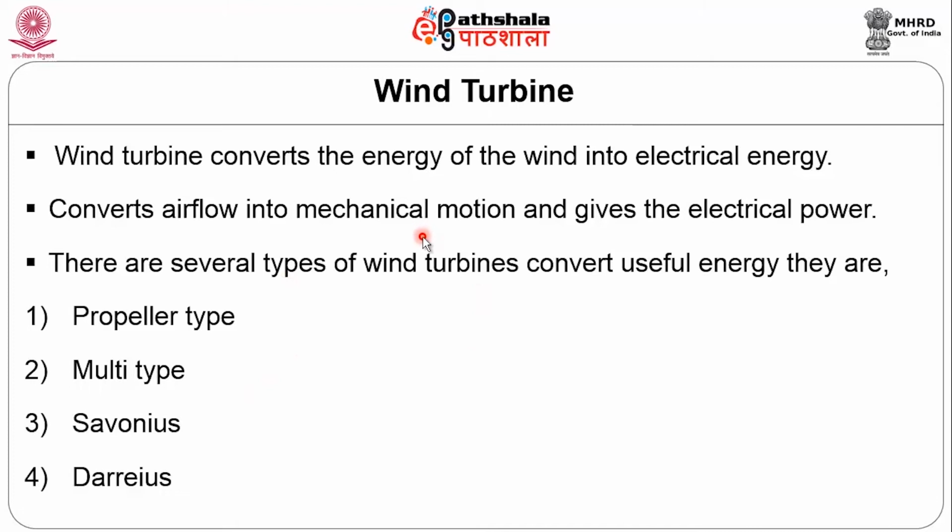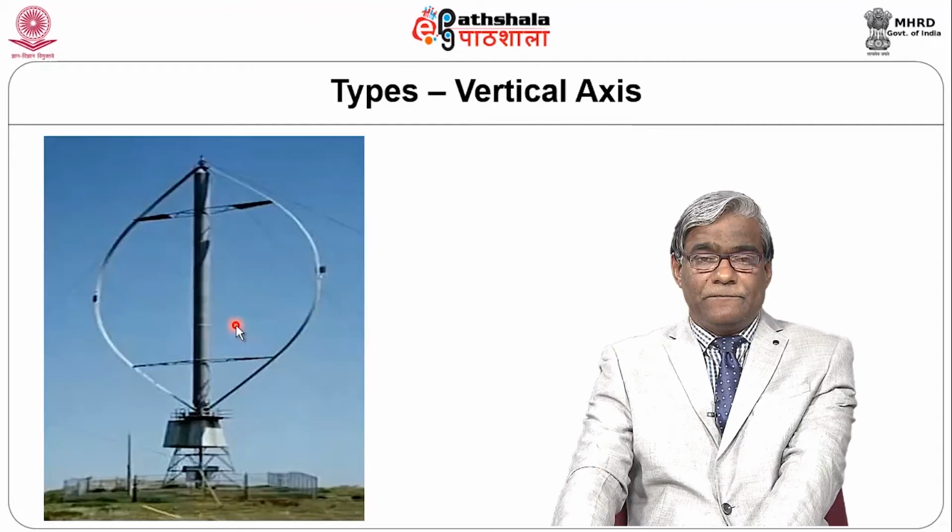And these are all the various wind turbine technologies. A wind turbine converts the energy of the wind into electrical energy, converts airflow into mechanical motion, and gives electrical power. There are several types of wind turbines that convert useful energy. They are propeller type and multi-blade type, Savonius and Darrieus. Propeller type and multi-blade type are mostly horizontal axis wind turbines, and Savonius and Darrieus are vertical axis wind turbines. These are all the various types of wind turbines available.